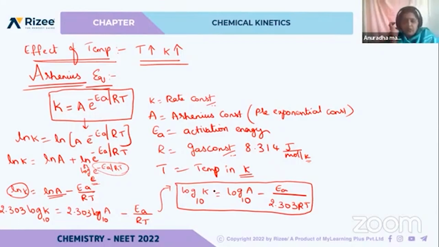Now we need to consider two cases. In the first case, let's take the temperature as T1. For temperature T1, the rate constant will be K1. And after some time, if the temperature is T2, then let's consider the rate constant to be K2.